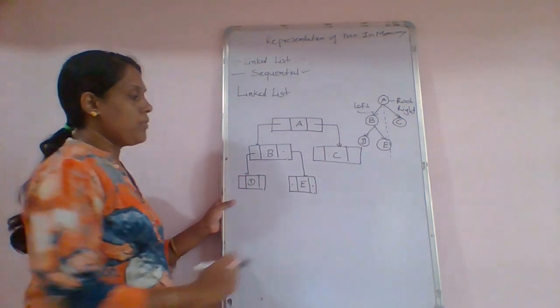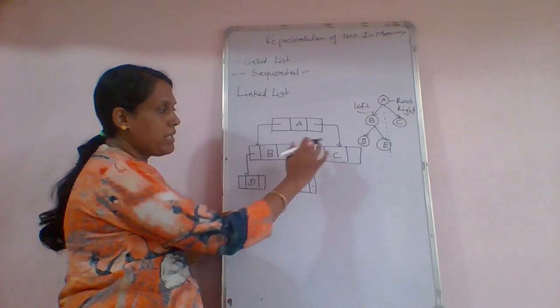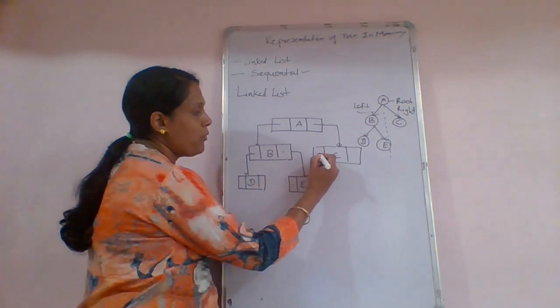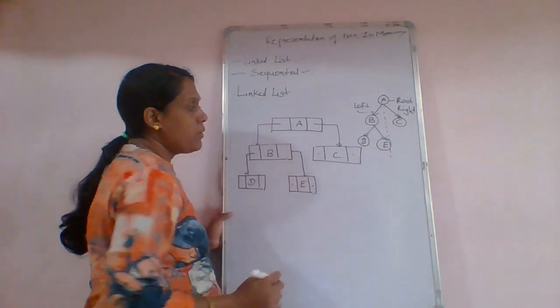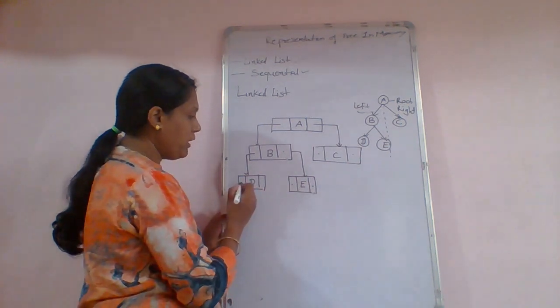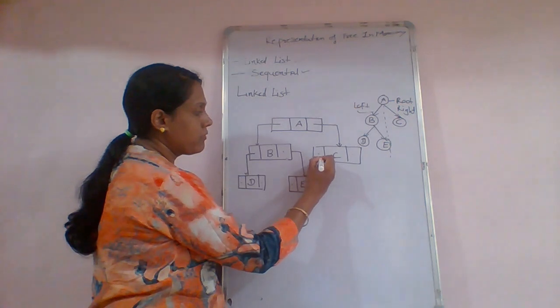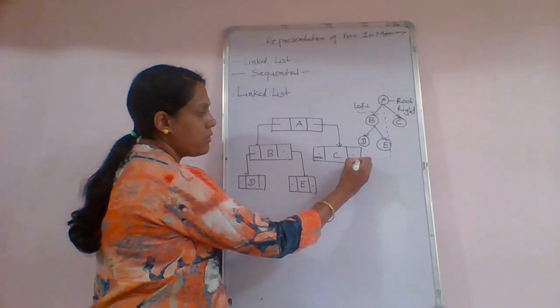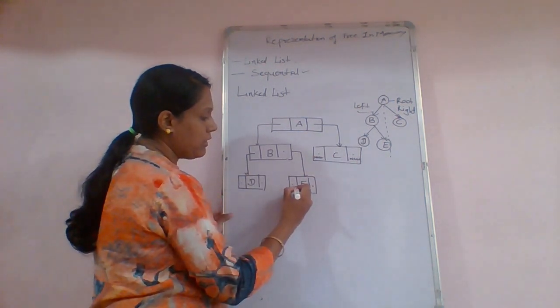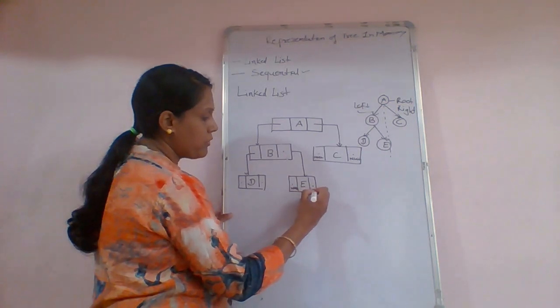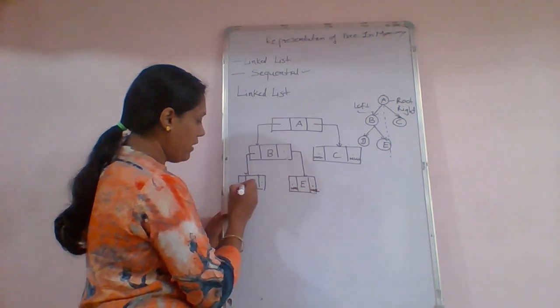Okay. So this is the linked list representation of the nodes. Now from D, E and C, there is no other node. So there will be the null pointer. That is, it is not going to point to any other node. So it is the null pointer, that is, blank.